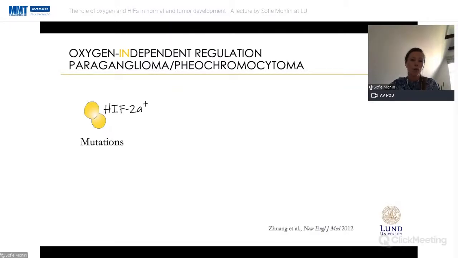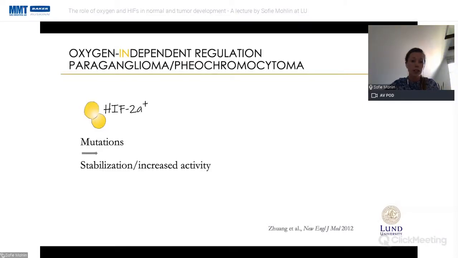So paraganglioma and pheochromocytoma are the only tumor forms where mutations have been detected in the HIF-2 alpha protein itself. Paragangliomas and pheochromocytomas are driven, around 80% of the tumors, by genetic changes. And there are many of them that lead to a pseudohypoxic phenotype, and this patient group presents with a worse prognosis. And within this subgroup, there are the patients that have the mutations in the HIF-2 protein to create the pseudohypoxic phenotype.